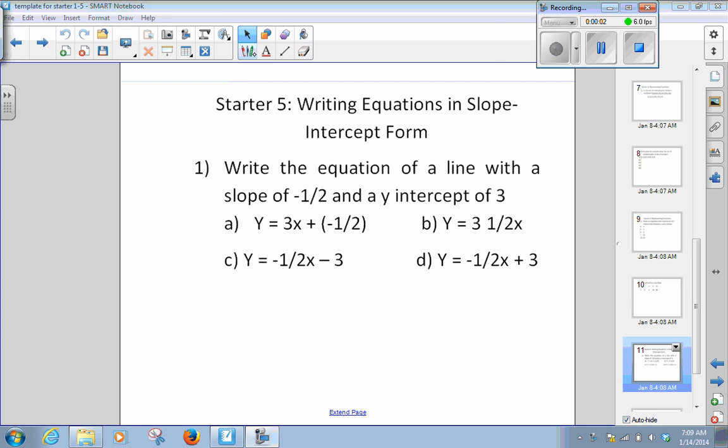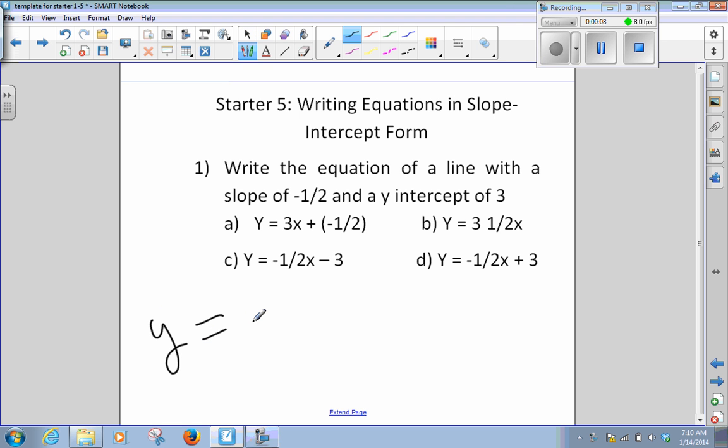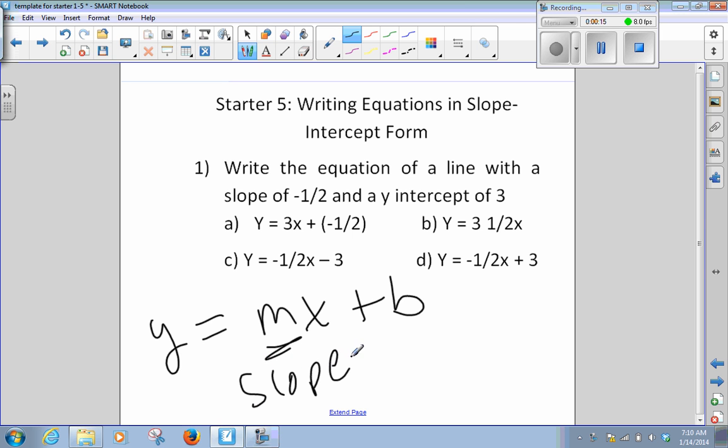And now for starter 5, which is over slope-intercept form. Remember that slope-intercept form of an equation is y equals mx plus b. M stands for slope. That's the letter that we use to represent it, and it's always in front of the x. B is the y-intercept. So every single equation that's in slope-intercept form has the slope in front of the x variable, and then it has a number hanging out here that acts as the y-intercept.